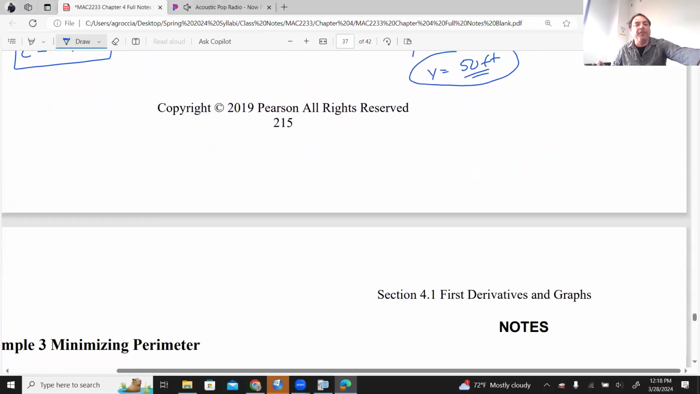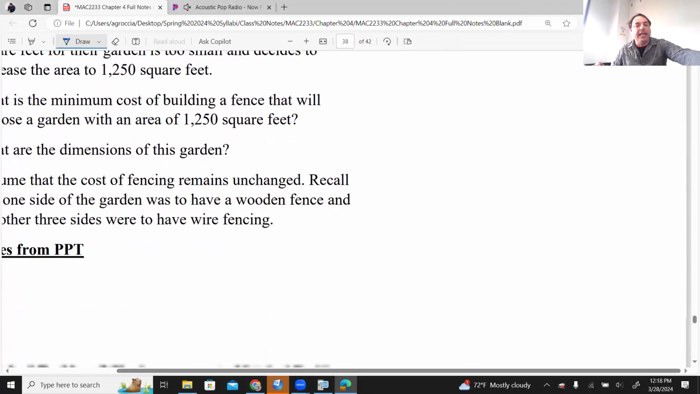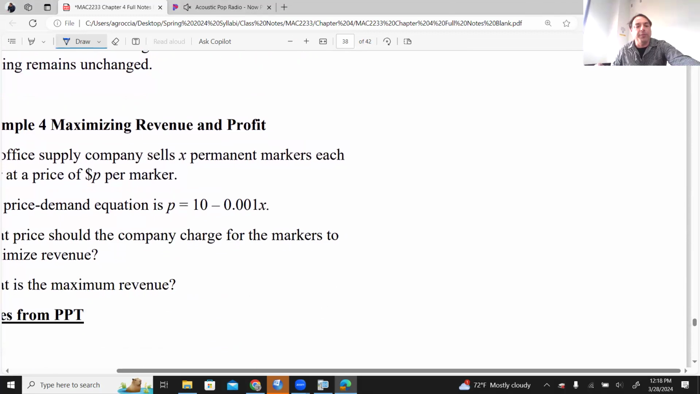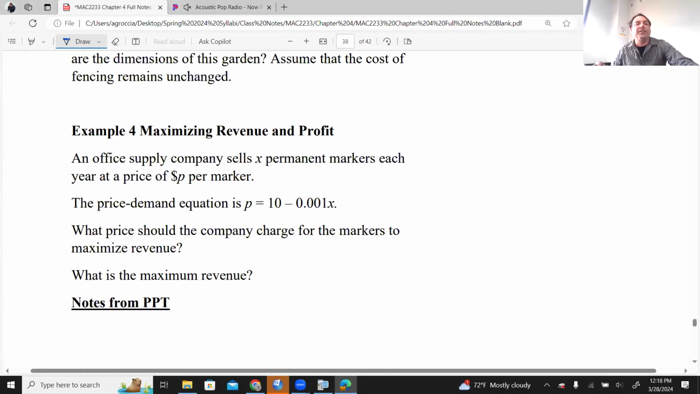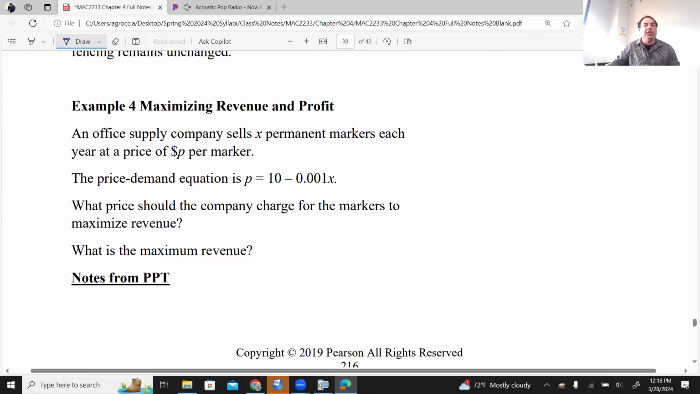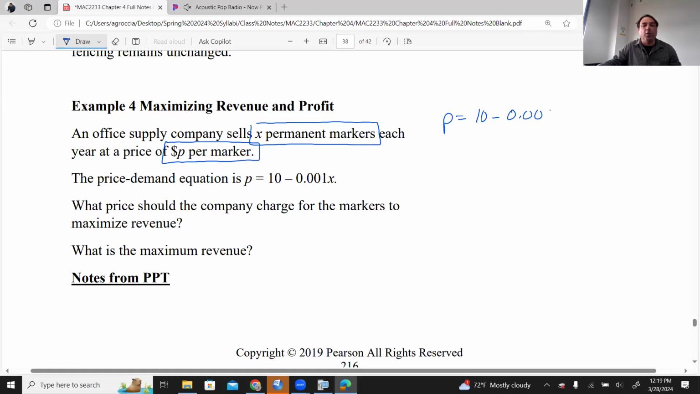So let's step away from the side and area and perimeter, and let's talk about revenue, okay? This one says, an office supply company sells x permanent markers. So x is the number of permanent markers, and p is the price per marker. They tell you p, the price, is 10 minus 0.001x, where x is the number of markers. That's given to you. The question is, what price should you charge for the markers? We need to find the number of markers to maximize revenue.